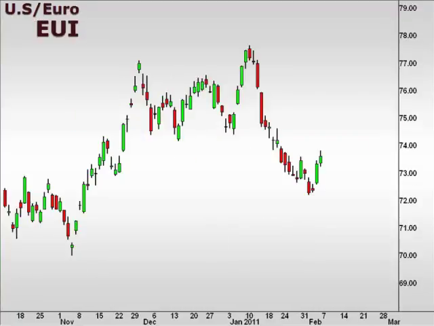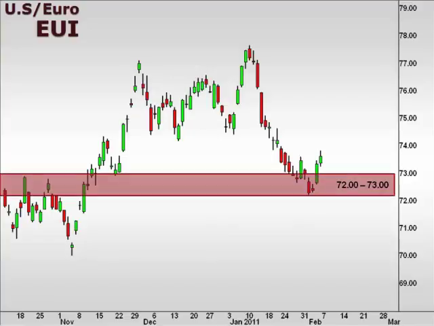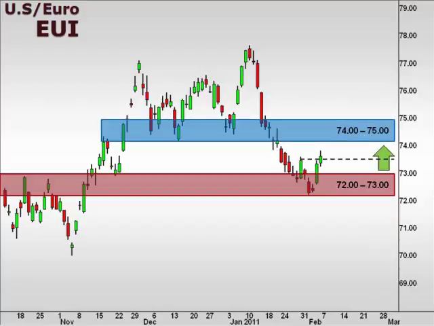Next up, the EUI, the US dollar versus the euro. Well, the EUI slipped lower to test 72, but finished the week strong. A reversal and subsequent break below 72 will signal a continuation to the downside. However, a close above 73.5 opens the window for a move towards the 74-75 focal zone.